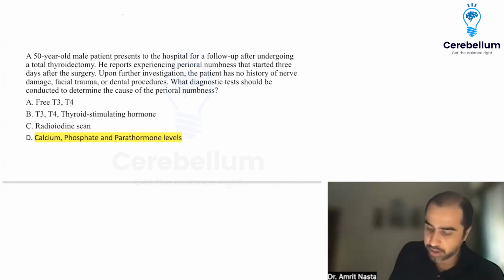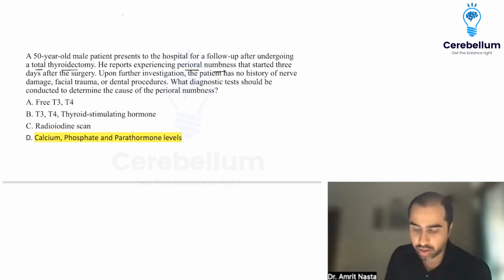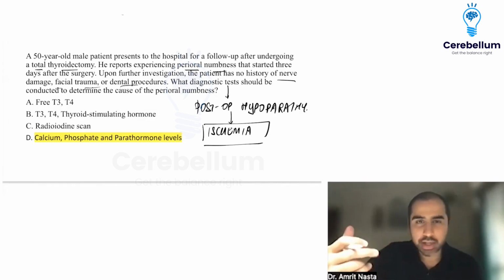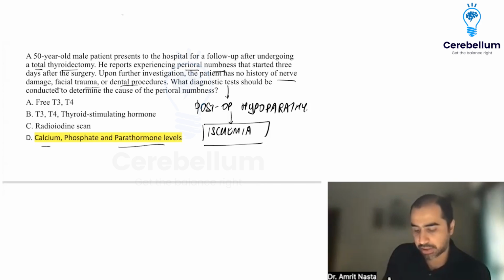Correct. A 50-year-old male presents after undergoing total thyroidectomy. He has perioral tingling and perioral numbness. The patient has no history of any trauma. What test should be done? What is the diagnosis? The person is having post-operative hypoparathyroidism. This normally happens because of ischemia, because the inferior thyroid artery supplies the parathyroids and the lower part of the thyroid. So you are going to check PTH levels, calcium and phosphate.